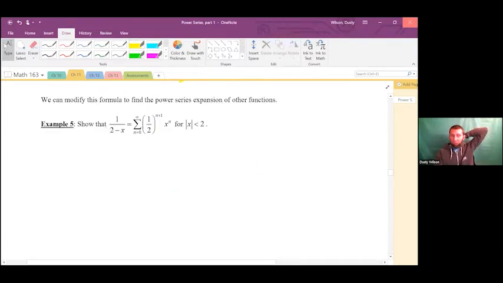So this formula that we found is actually very powerful, even though it only addresses this teeny little instance. So we're able to modify the formula to find power series expansions of other functions. So let me show you an example of that.